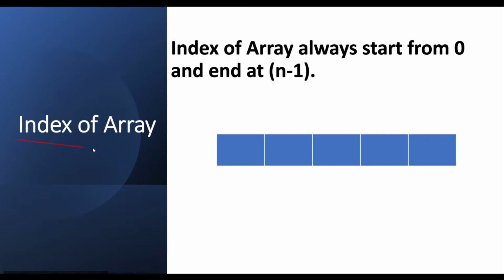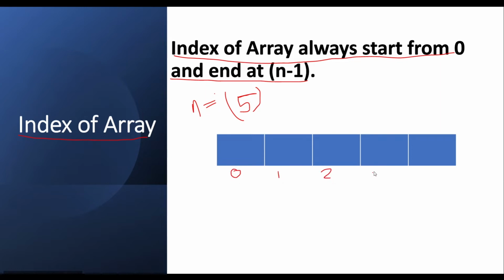Now let's discuss the index of an array. The index of an array always starts from 0 and ends at n-1. For example, you declare an array int arr[5]. This is n, and the index starts from 0, 1, 2, 3, 4. It starts from 0 and ends at n-1. The value of n is 5, and 5 minus 1 is 4.